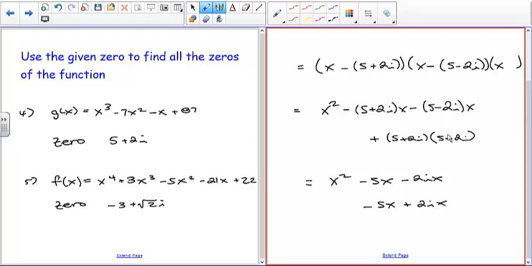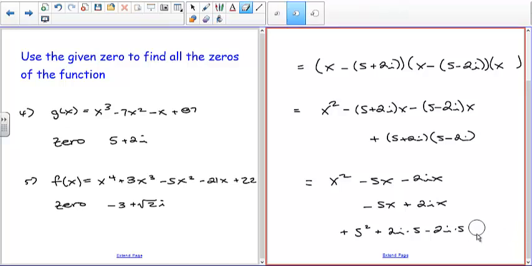And then the end part, you have to use FOIL again. So there you'll have 5 squared, 5 times 5. You'll have plus 2i times 5 from here, and then you'll have minus 2i times 5 from the outside. And then you'll have minus, so when you multiply these two together, you get minus 4i squared.